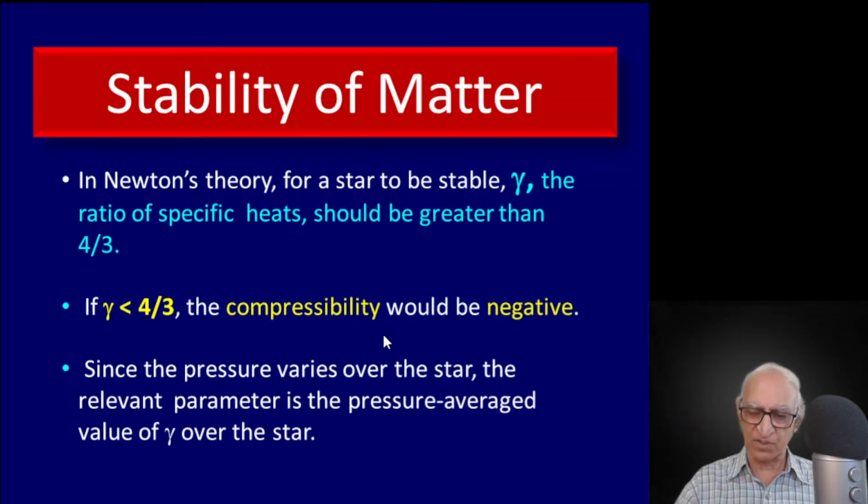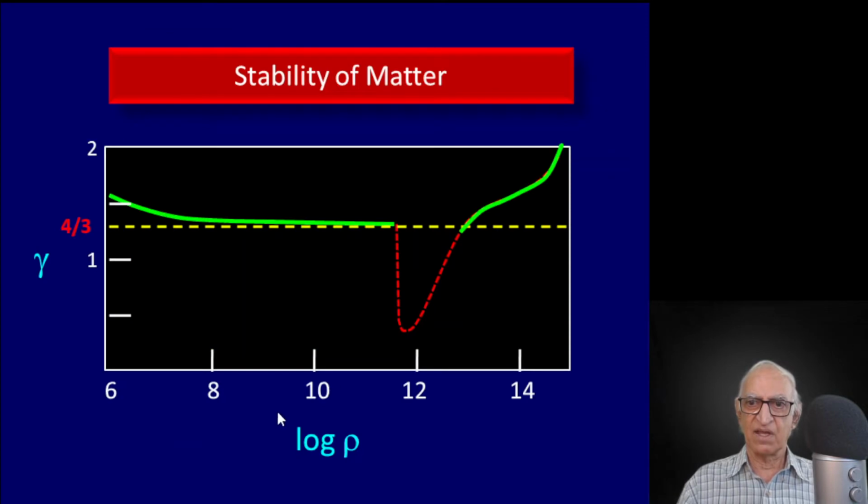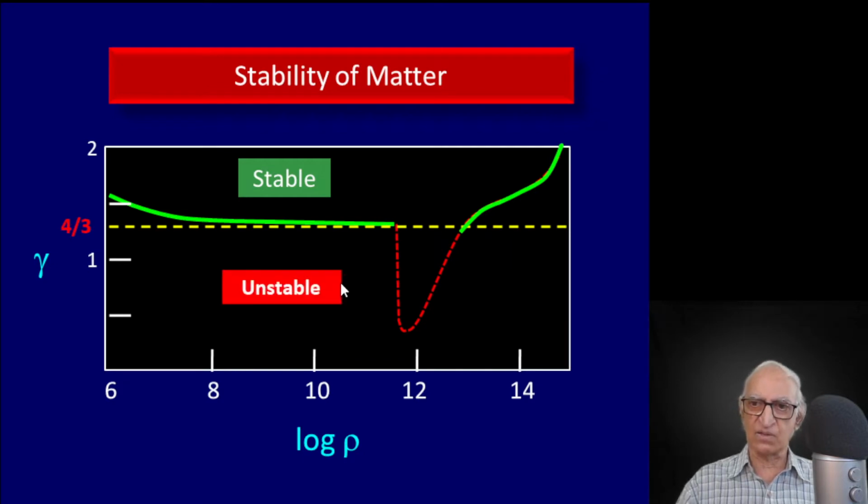and then the matter will become unstable to dynamical collapse. So here is gamma on the y-axis, the ratio of specific heat, plotted as a function of the logarithm of the density on the x-axis. The horizontal dashed line is the critical value of gamma in Newtonian gravitational theory. So all that is stable, all this is unstable because gamma is less than 4 by 3.